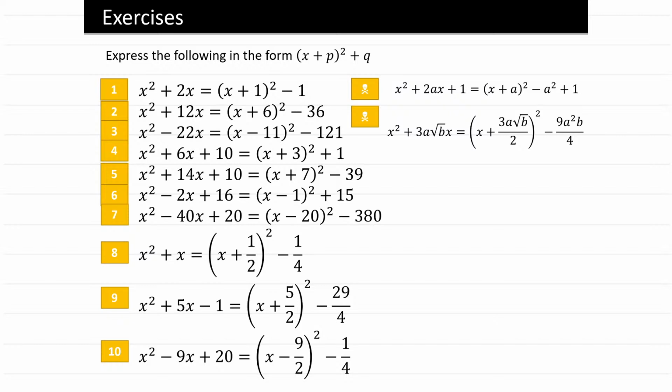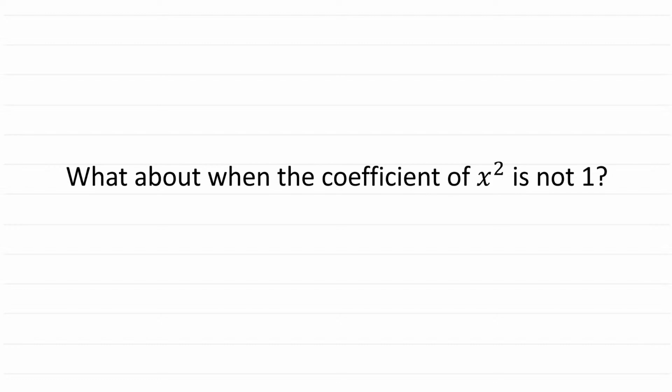of this session. Alright, so far, like I've said, we have done one with x squared. That means the coefficient of x squared was just 1. What do we do when the coefficient of x squared is not 1?